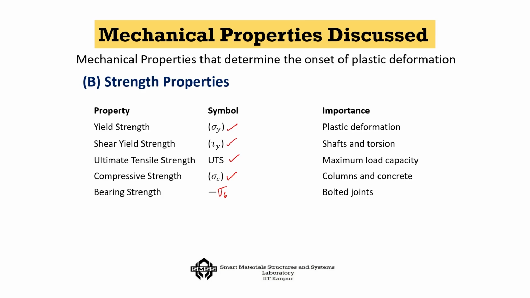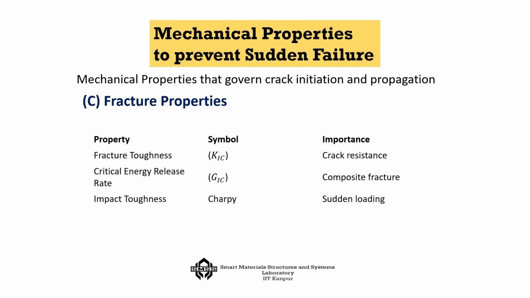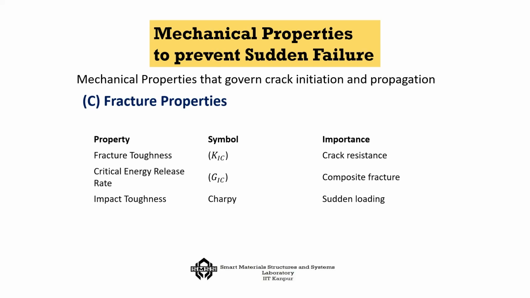What are the new things that we will pick up today? Well, let us look into the next important series of properties which are related to fracture, and this is very important in terms of systems where crack initiation is possible, and also the application may be of such nature that the crack can propagate and can create catastrophic failure. Now, towards that direction, we will consider properties like fracture toughness, critical energy release rate, and impact toughness.